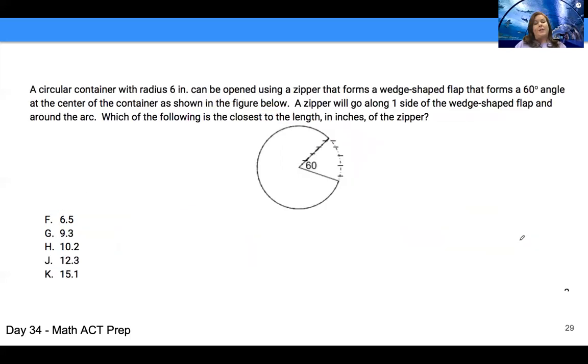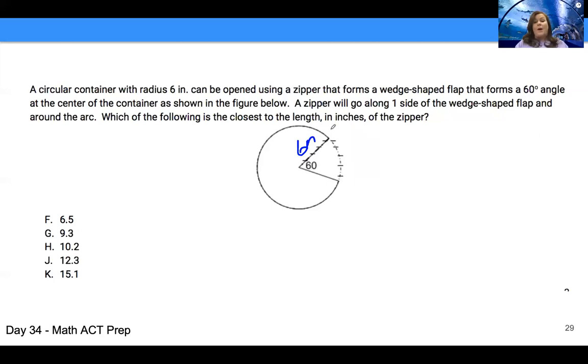And the last one here. Here we have a circular container. We have a radius of 6 inches. And there is a zipper. The zipper goes around the outside and then back here. Okay? So it forms this wedge-shaped flap. If the zipper is going to go along the one side of the wedge-shaped flap and then around the arc, what is going to be the length of this zipper? How long does it need to be?